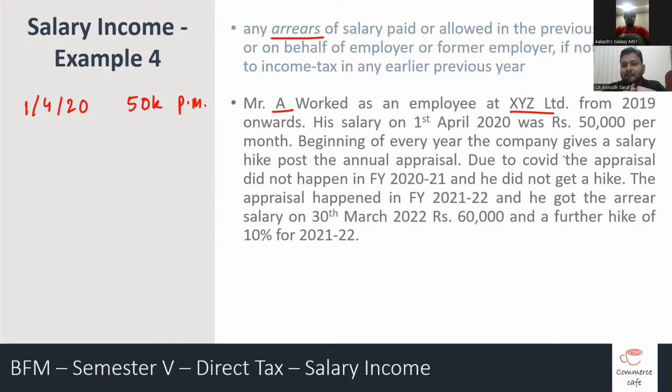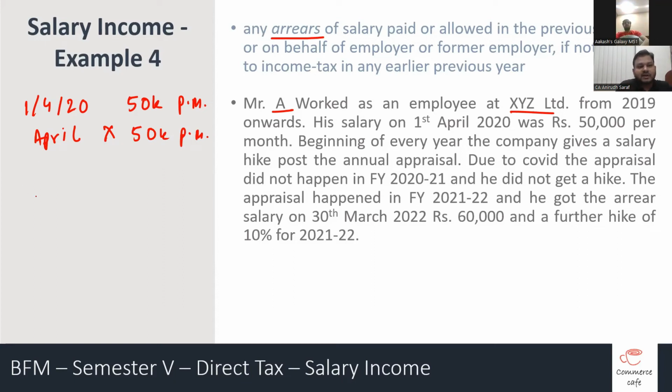Now, in April 2020, there was lockdown. Suddenly COVID happened. So due to COVID, the appraisal did not happen in financial year 2021. The appraisal that was supposed to happen in April did not happen. The employee continued to get the same salary, 50K per month, for the whole year. Is this clear? Yes, sir.